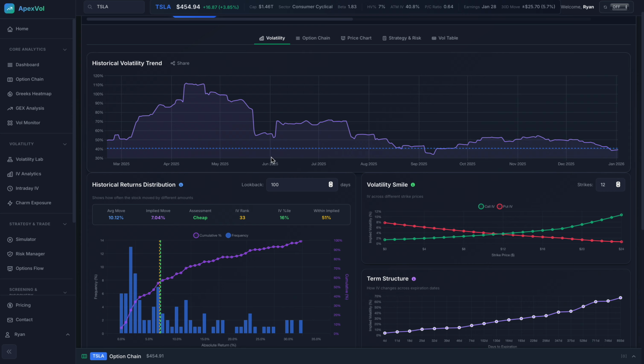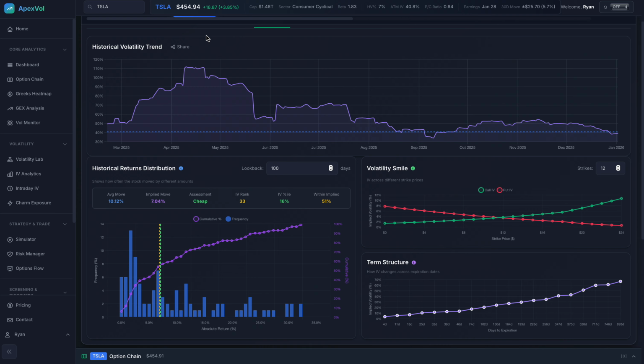So at the top here, we have a generic 30-day historical vol versus 30-day implied vol chart. This takes into account the 30-day at the money annualized implied vol. So this does not change. This is not term specific. This is 30-day historical versus 30-day implied vol.